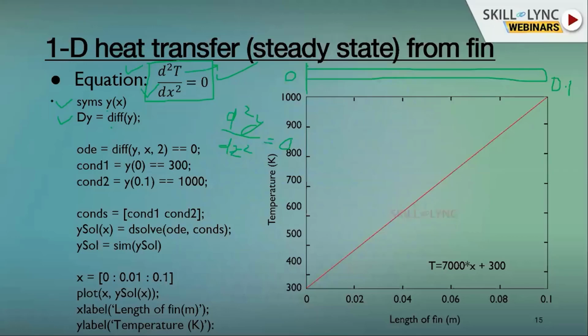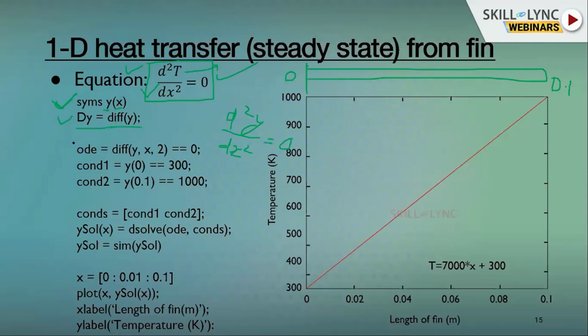So what I have done, I'm trying to first initialize the equation. I have told MATLAB that this is the equation of variable y and x. y is dependent on x, that's why x is in the bracket. And then I have initialized dy, the differential of y, to MATLAB.